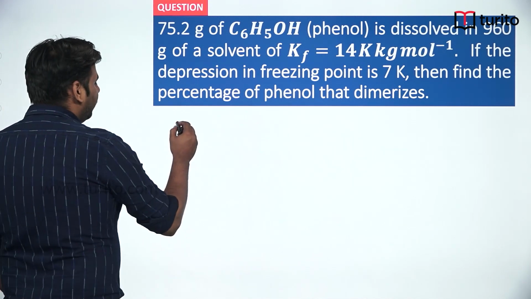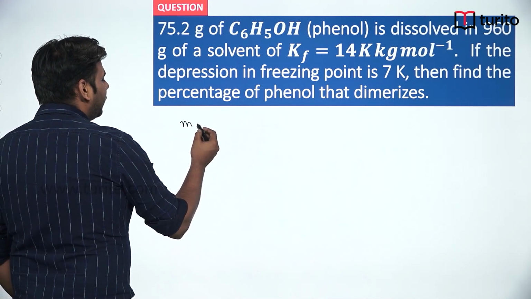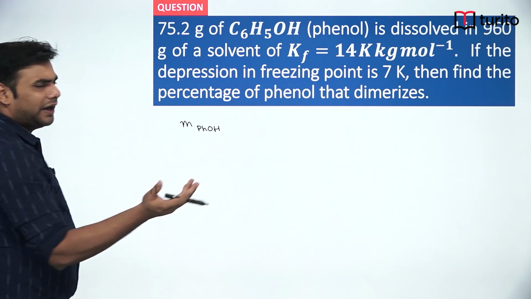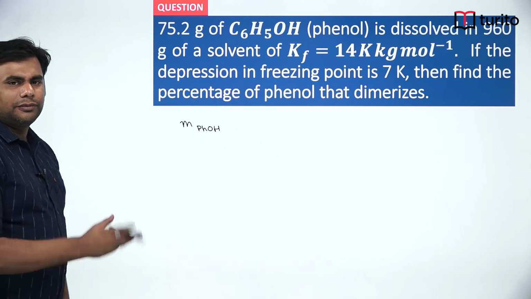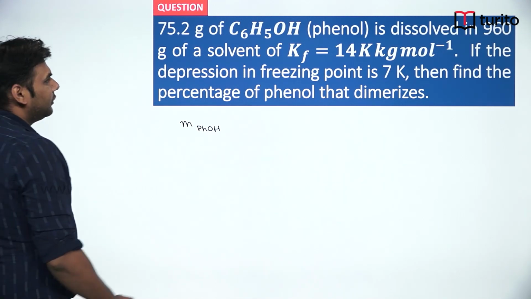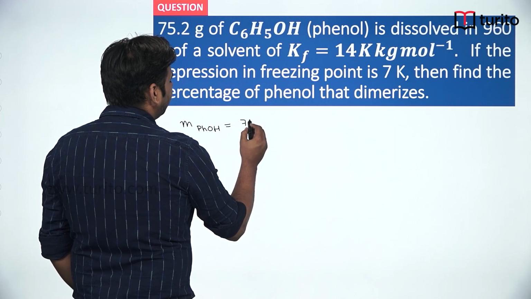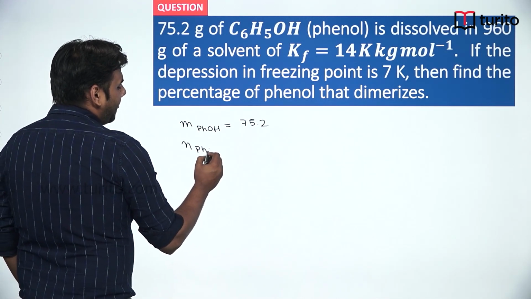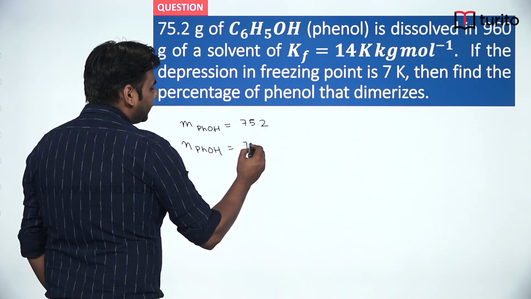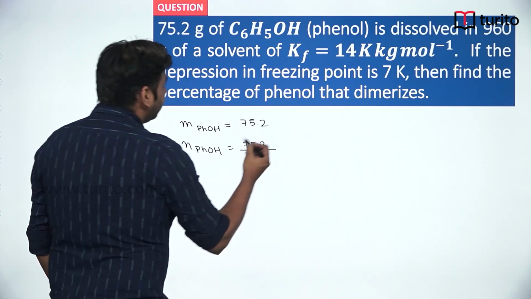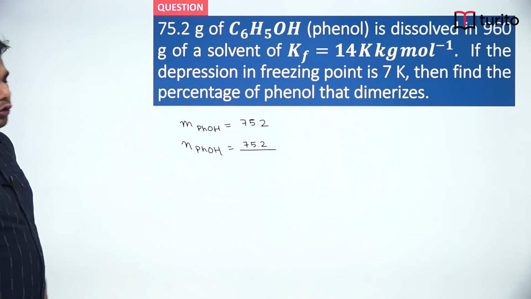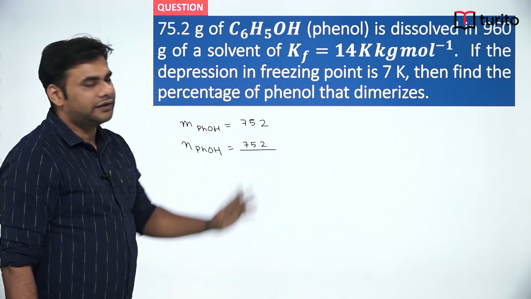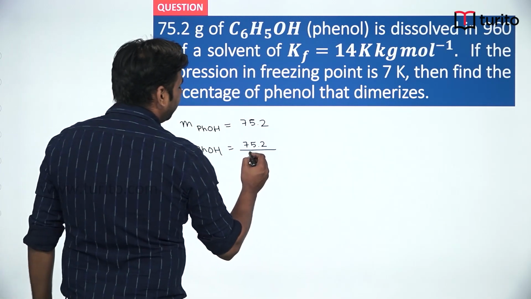We know the mass of phenol. I'm going to write this as PhOH, since you might have done organic also, so phenol is basically written as PhOH. The mass of this is 75.2. The number of moles of phenol would be mass of phenol upon its molar mass. So phenol is basically C6H6O. So C6 means 72, plus 6 is 78, plus 16, 94. So we'll get the number of moles of phenol.